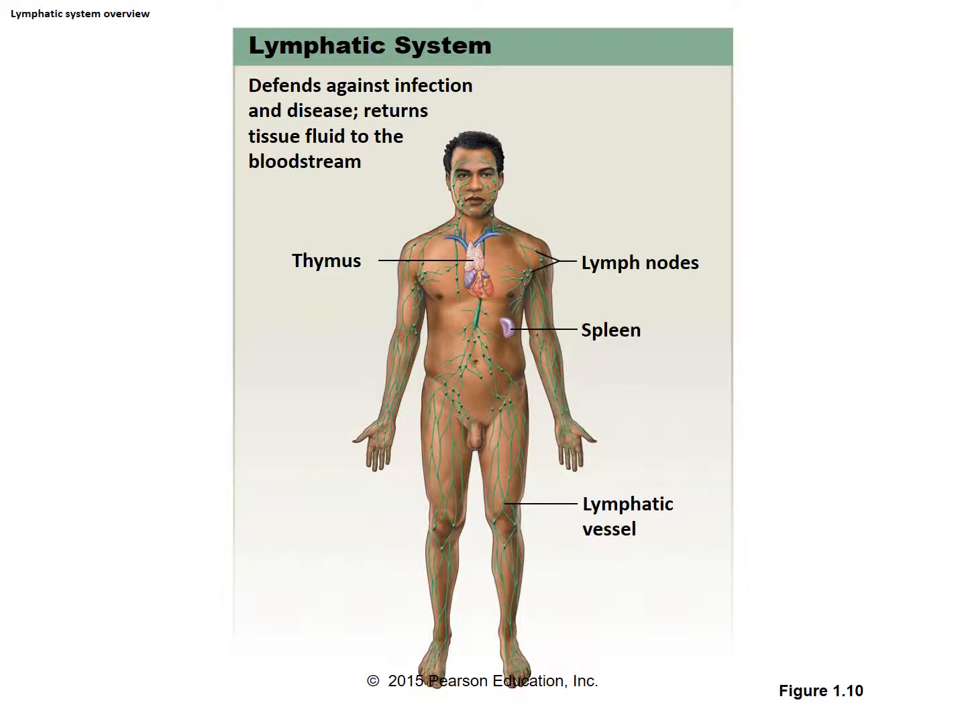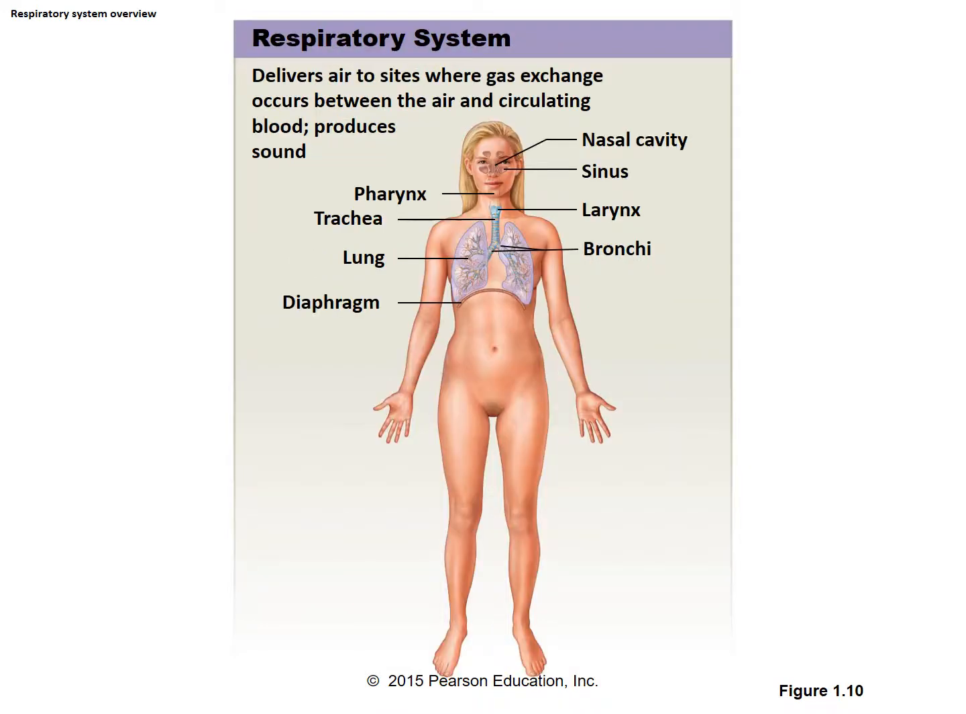Our lymphatic system is going to be working in conjunction with the cardiovascular system, and it is a series of vessels that is designed to return fluid into the bloodstream and also acts as our immune system defending us against infection and disease. Our respiratory system is going to also work in conjunction with our cardiovascular system, and it delivers air to sites where gas exchange can occur between the air and the circulating blood. It also produces sound. This is how we also eliminate CO2 from our body, getting oxygen into it.